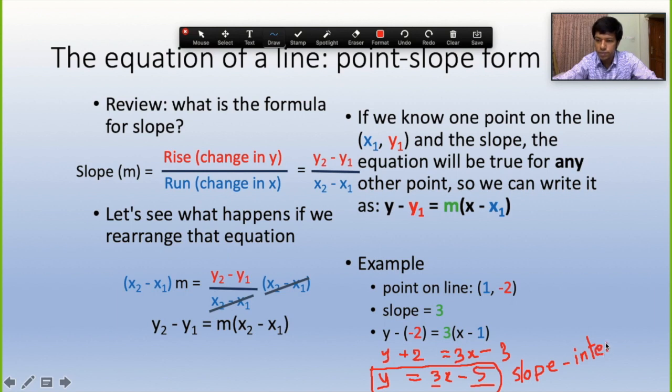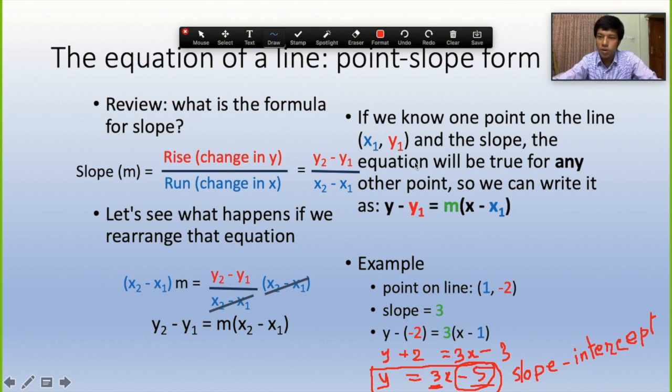Slope-intercept form. Okay, this is slope-intercept form. And why is it called slope-intercept form? The reason is this is the y-intercept and this 3 is the slope. That's why it is called slope-intercept form.